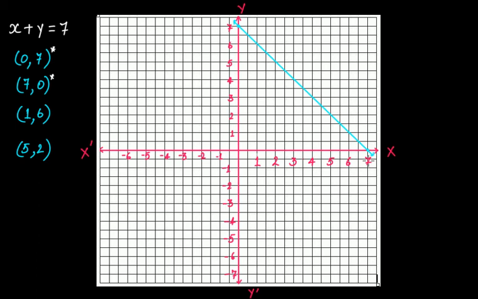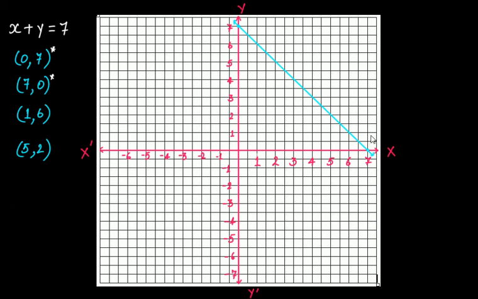Now, it's not a very good practice to use only two points. You should use three or four points. But generally, when you're discussing a linear equation in two variables, it doesn't matter whether you take four points or five points, when you connect all those points you'll get a straight line. So (0, 7) is here and (7, 0) is here.